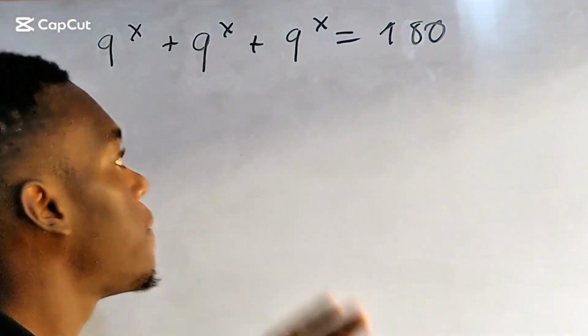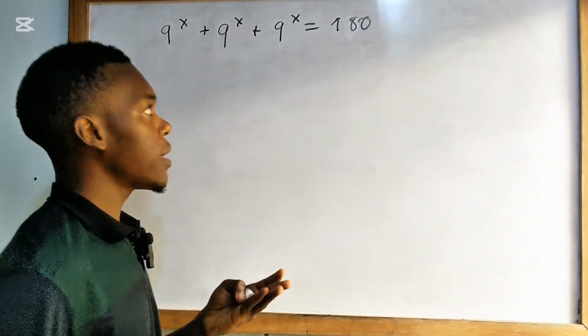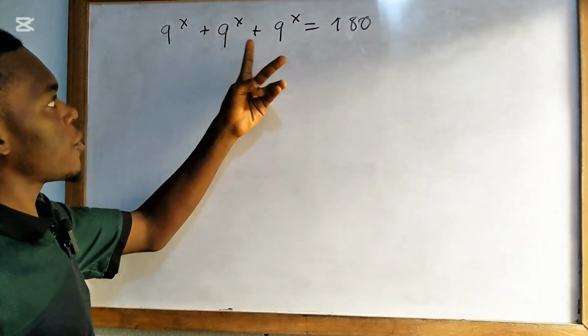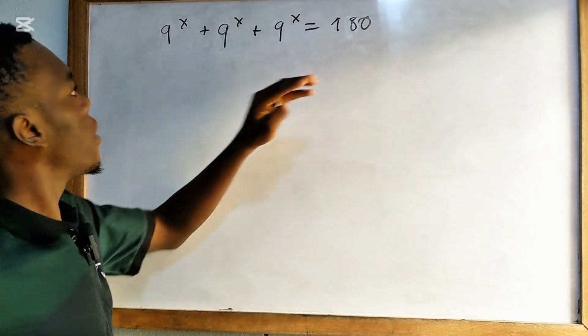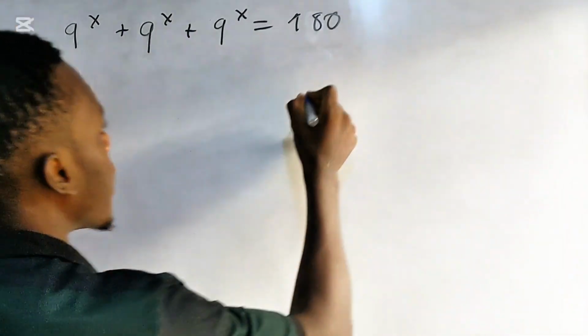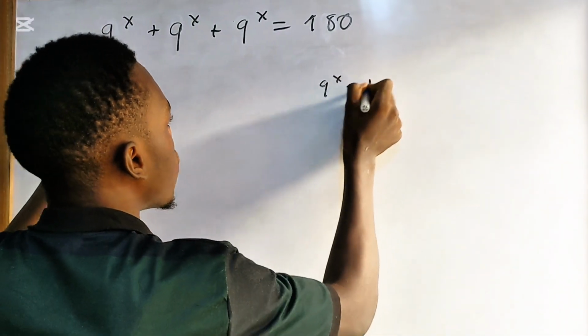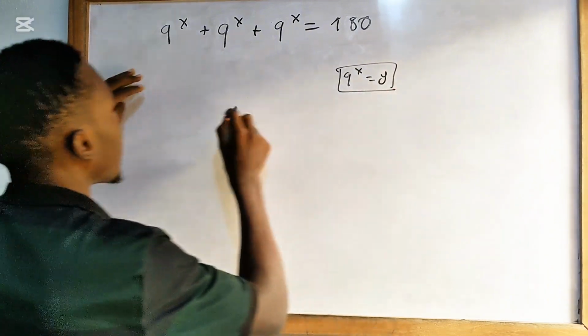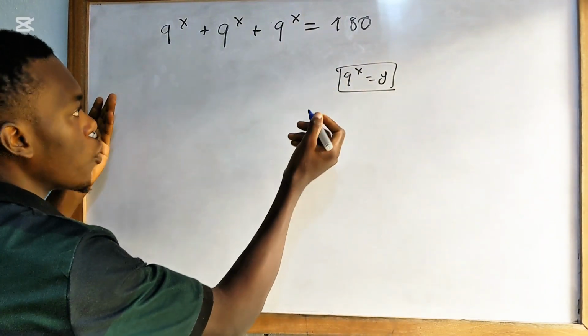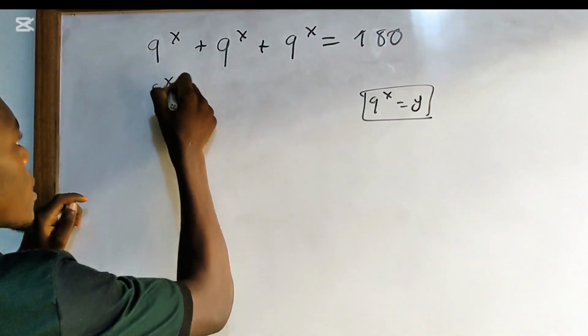I know why a lot of people are still failing this question, because I think it's quite easy. We have 9 to the power x, plus 9 to the power x, plus 9 to the power x, equals 180. We can say 9 to the power x is equal to y, so we are going to have y plus y plus y, that will be 3y automatically. Or we can take 9 to the power x outside.